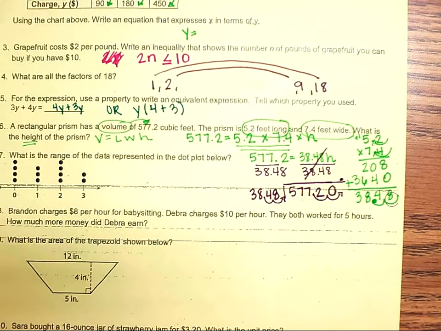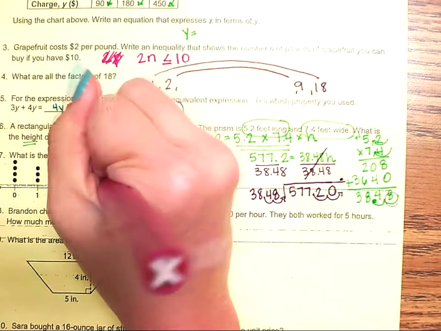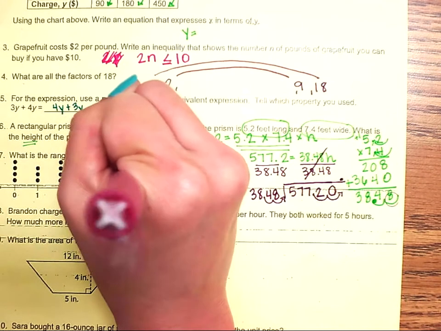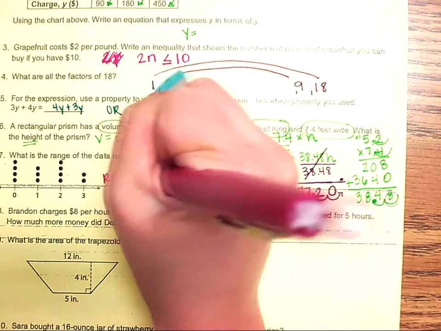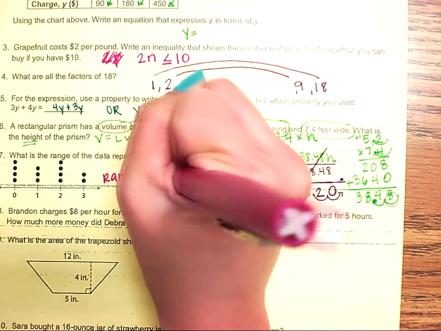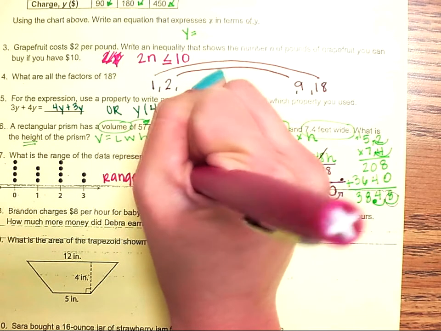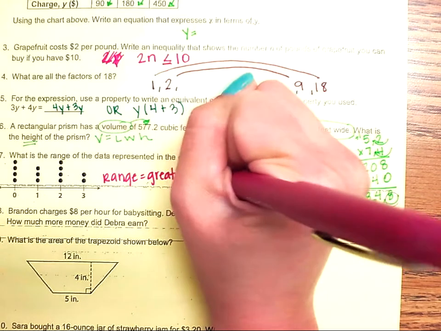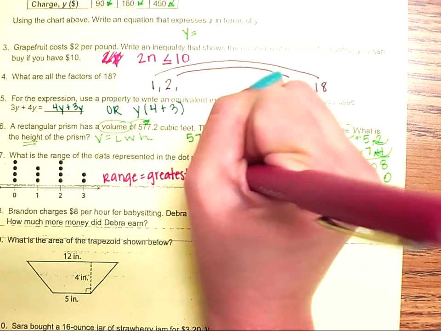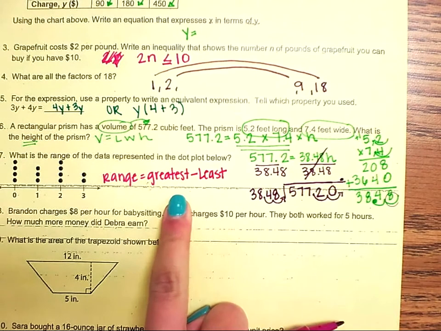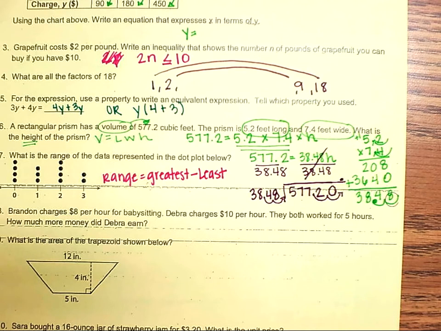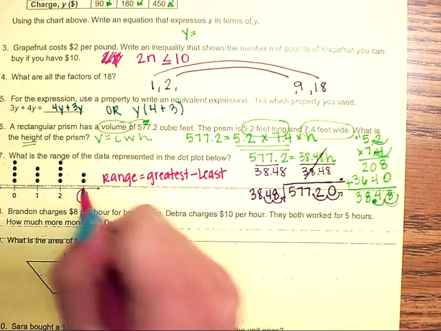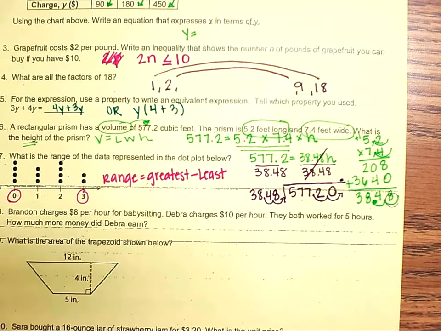Number 7, what is the range of the data represented in the dot plot? Okay, so remember what range. Range equals your greatest minus least. So take your greatest minus least. Your greatest minus least. And that is your answer.